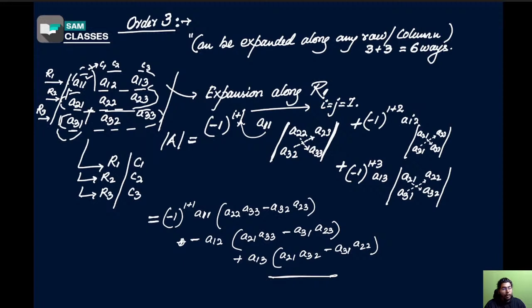Let's see. What about 3 cross 3? We all know how to expand and do it, correct? I'll just explain it like simple so that if somebody doesn't know also, he'll know. Okay. So what I'll do, I can expand along any row, any column. Clear?